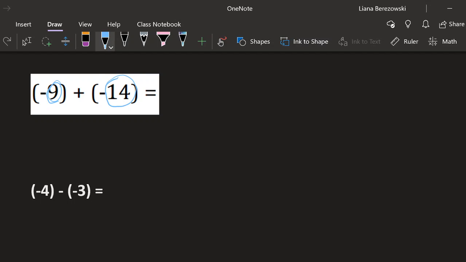So 9 and 14, what would that be if we added them together? Okay, if you wanted to bust out a little bit of your long addition here, 14 plus 9, 9 plus 4 is 13, carry the 1, that's 2.